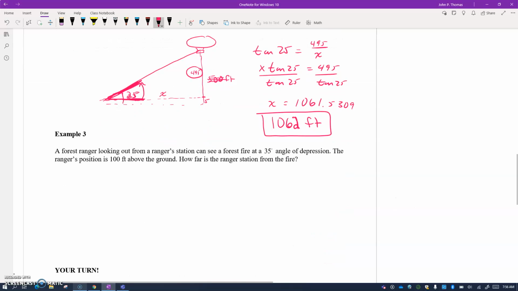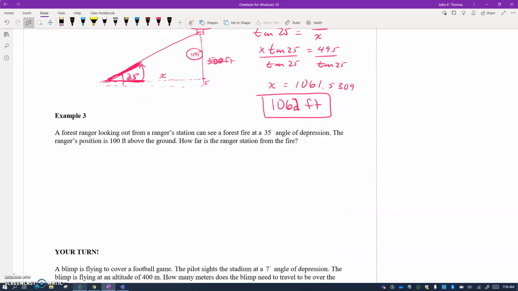Now, if we look at example 3 here, it says a forest ranger looking out from a ranger station can see a forest fire at a 35-degree angle of depression. So we have a watching tower up here, and a ranger standing up there. The ranger is looking down over here to a fire, and it says that the angle of depression is 35.